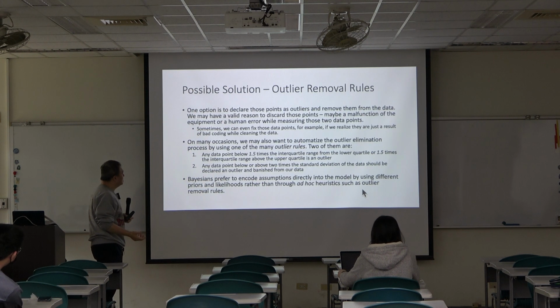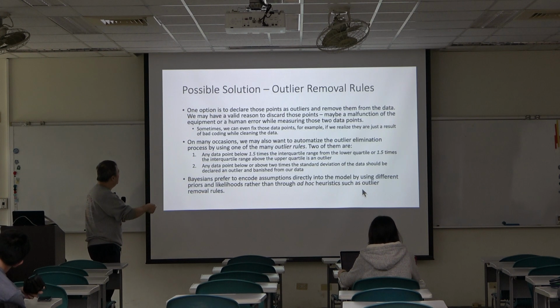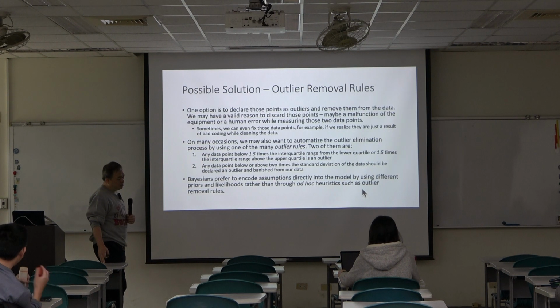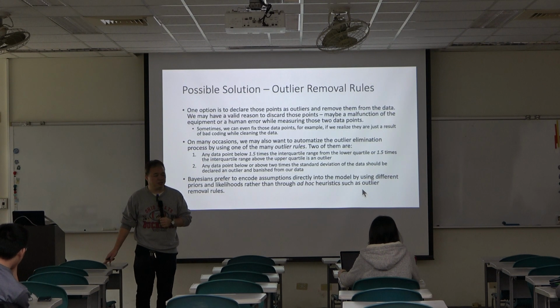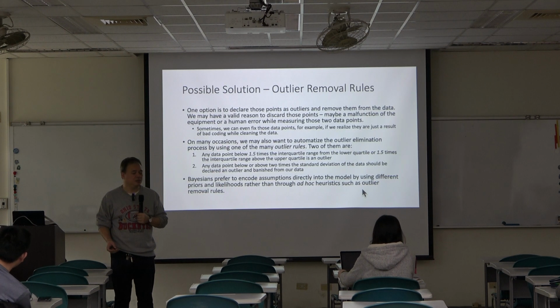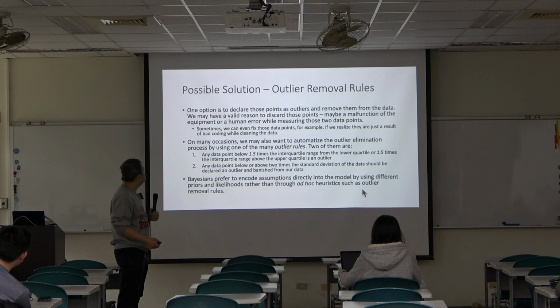Or we can even fix the outliers, if we know exactly what causes those values to be like that. We can fix the data point if we realize they are just a result of bad coding. If it comes from bad coding, once you fix your program, of course you are able to correct those errors. Or you remove them, as I said.